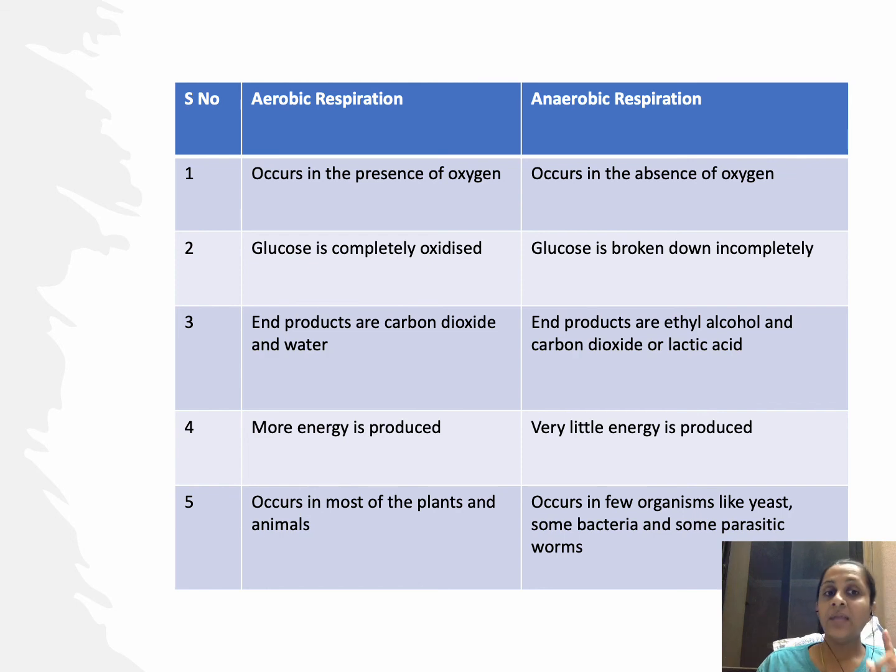In aerobic, you will have the end products as carbon dioxide and water. While in anaerobic, you are going to have lactic acid when it is in humans, and if it is in yeast, then it is going to be ethyl alcohol. Then in aerobic, more energy is going to be produced, like 36 ATPs, while in anaerobic, very little energy is produced, but it is very, very quick. Aerobic happens in most of the plants and animals, while anaerobic happens in some bacteria, some yeast and intestinal worms, and sometimes in humans also when we are running, when we are into heavy exercise.